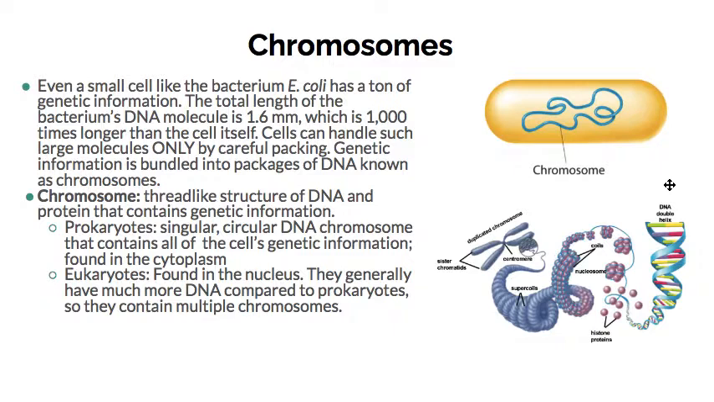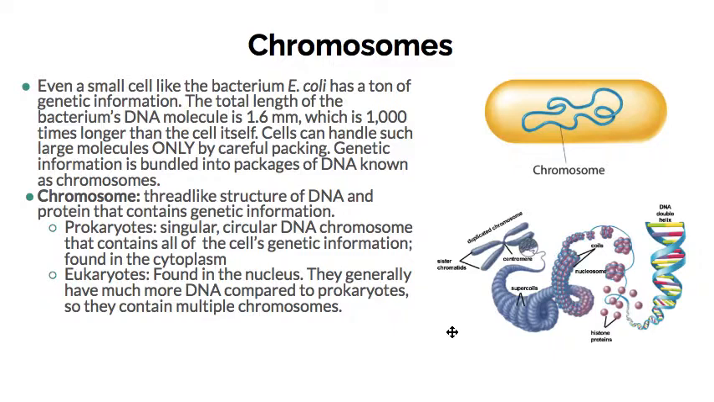So genetic information is bundled into packages that we call chromosomes. Chromosomes are the thread-like structures of DNA and protein that contain genetic information. Now, prokaryotes and eukaryotes have slightly different chromosomes. Prokaryotes usually have a single circular DNA chromosome that contains all of the cell's genetic information, and it's found in the cytoplasm. Here's a good diagram showing the prokaryotic chromosome. Again, just circular within the cytoplasm.